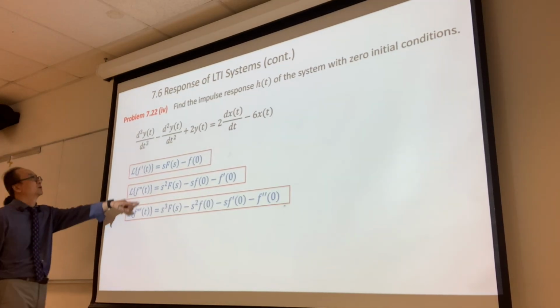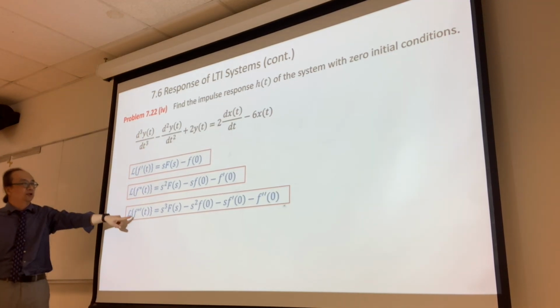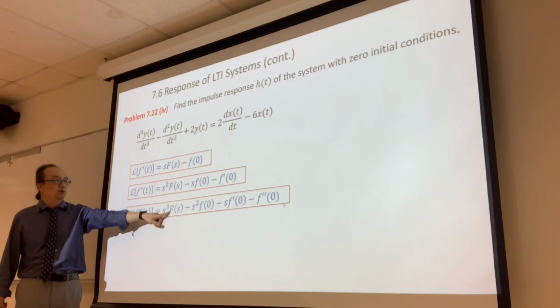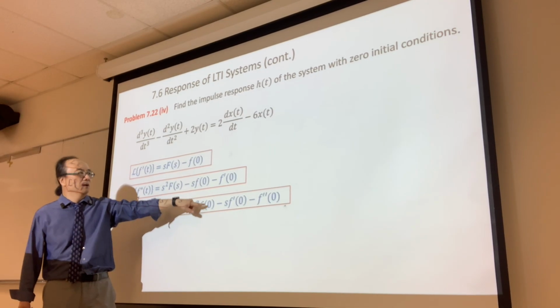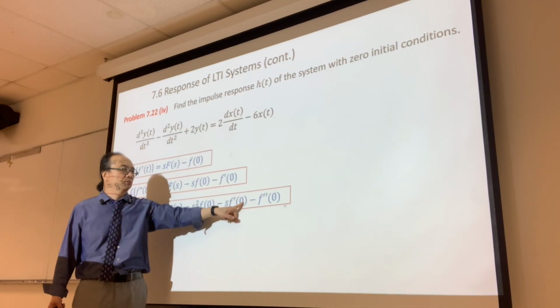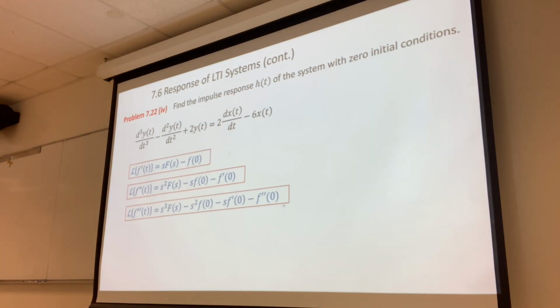Then the triple prime, because we have d cubed over dt cubed. So for the triple prime, it's s cubed capital F of s, minus s squared f of 0, minus s f prime of 0, and the last one is always f double prime of 0, with no s.